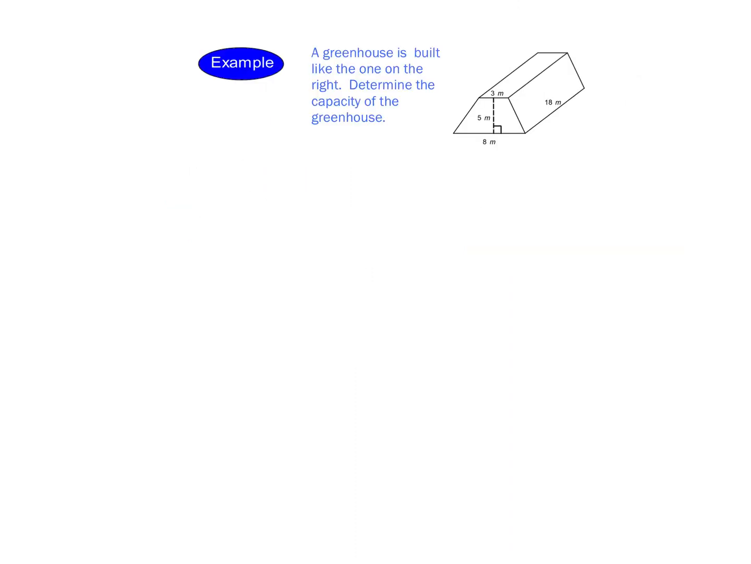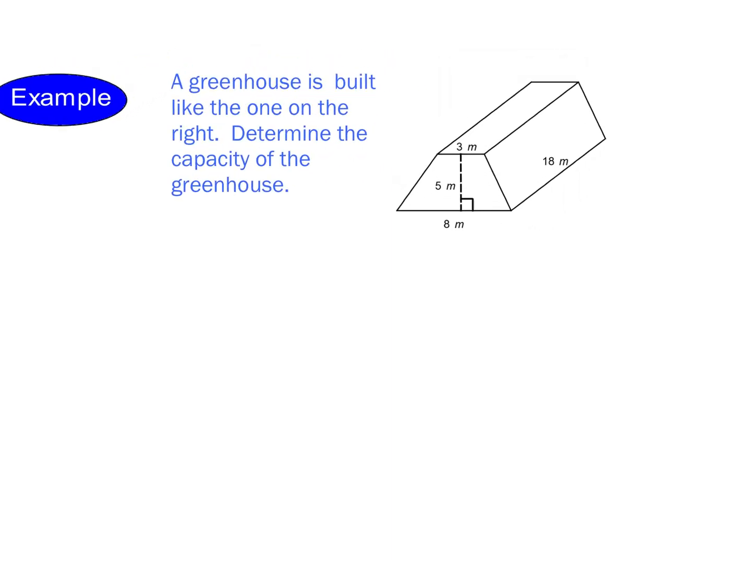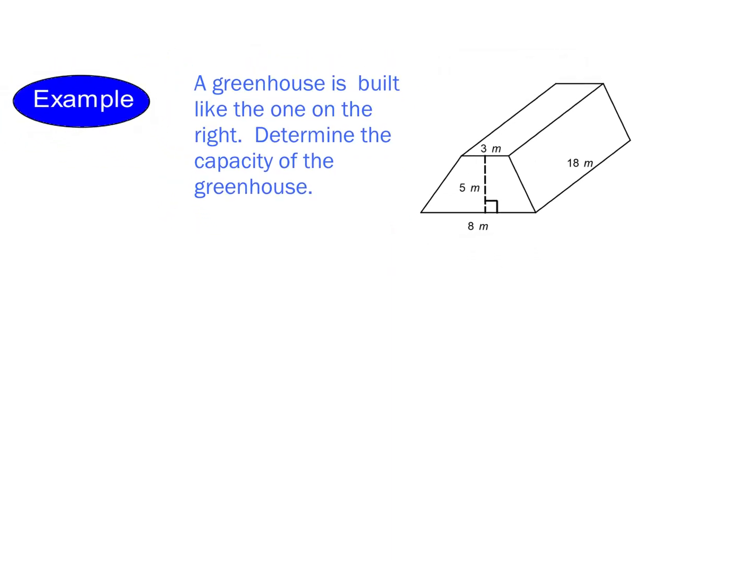All right, one last example. Here we go. A greenhouse is built like the one on the right. Determine the capacity of the greenhouse. First of all, this is a great question. The reason why this is a great question is this is not a single shape, and it's really hard to turn this into two shapes nicely.